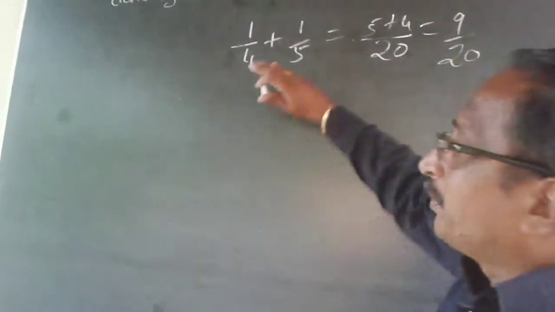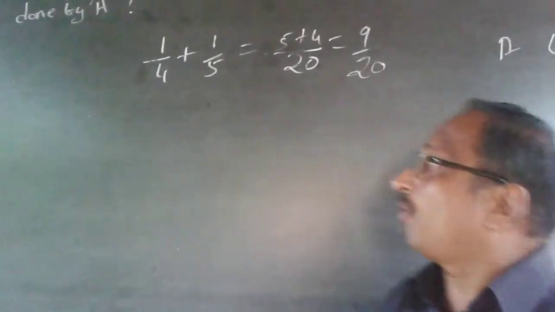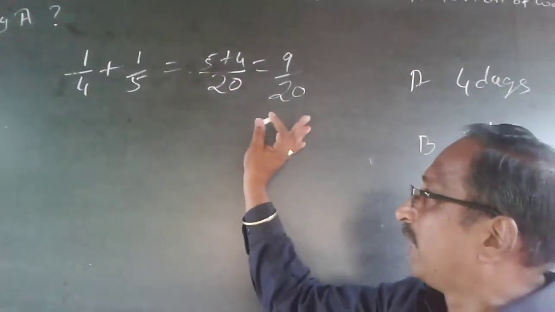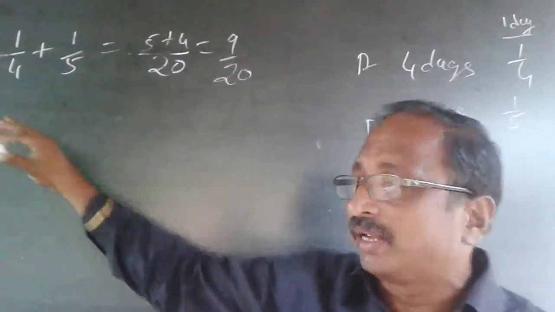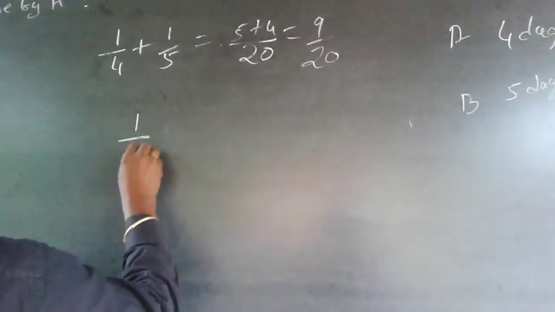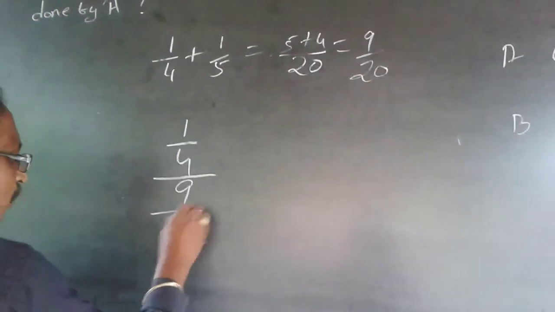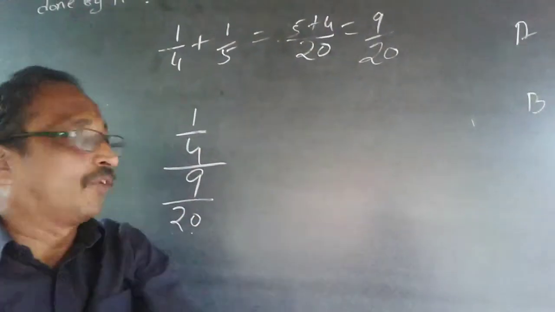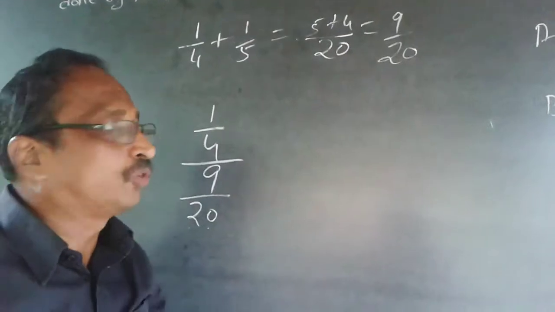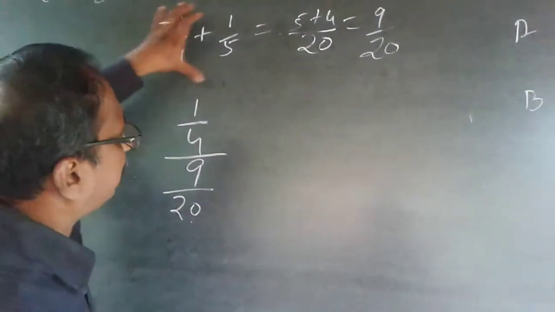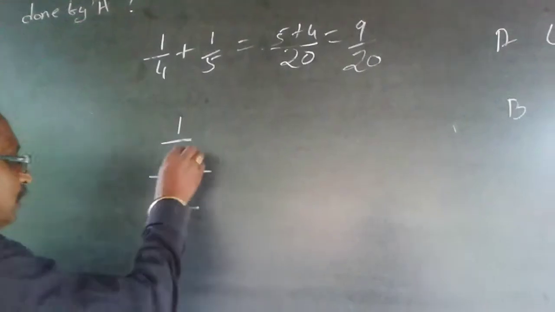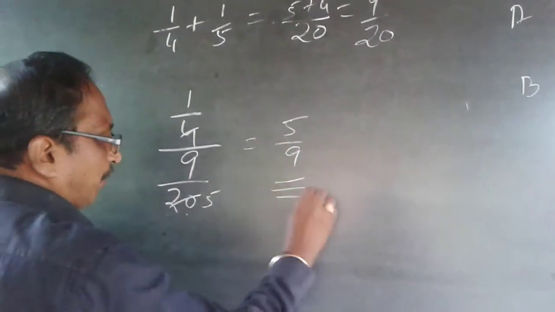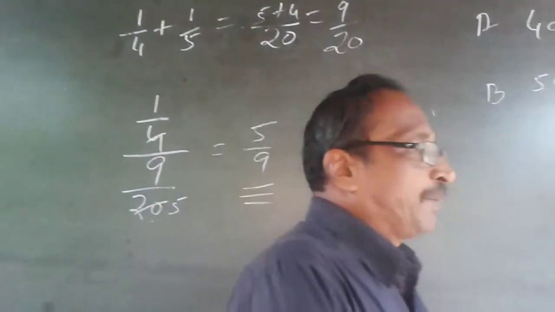And here the proportion of A's work is required. Out of 9 by 20, how much work is A doing? That is the proportion. A is doing 1 by 4 out of 9 by 20, because 9 by 20 is the work done. You don't have to convert into the total work. In 1 day we are doing it like this, and the same proportion will go on throughout. So A is doing 1 by 4 of 9 by 20. The 4 and 20 cancel, 5 goes up, and this equals 5 by 9. So the answer is 5 by 9, the proportion of work.